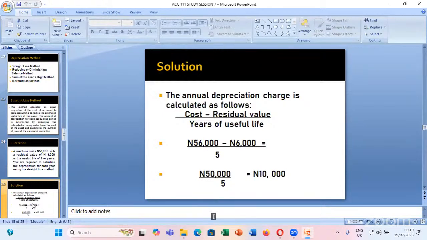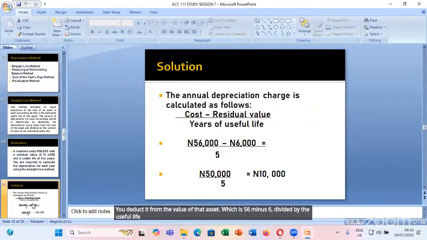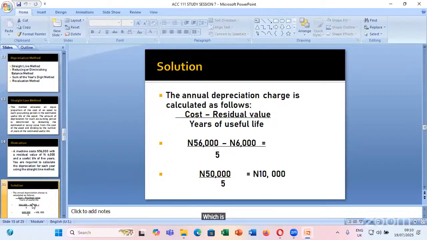Annual depreciation charge is what? Cost minus residual value over the years of useful life. That is the 56,000 minus 6,000. You are not going to be deducting the 6,000 every year. You deduct it from the value of that asset, which is 56 minus 6, divided by the useful life of that asset. That is 50,000 divided by what? 5, to give you 10,000.